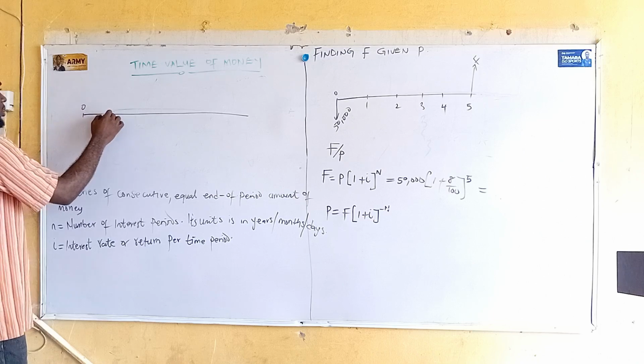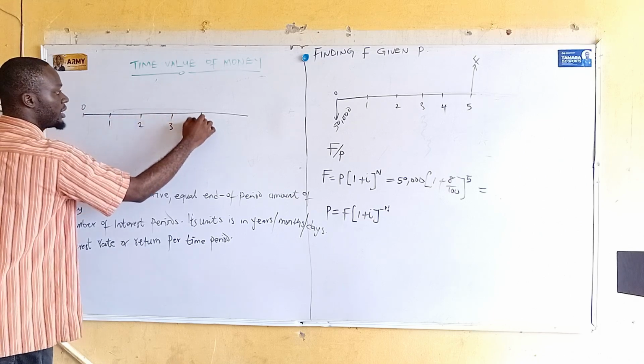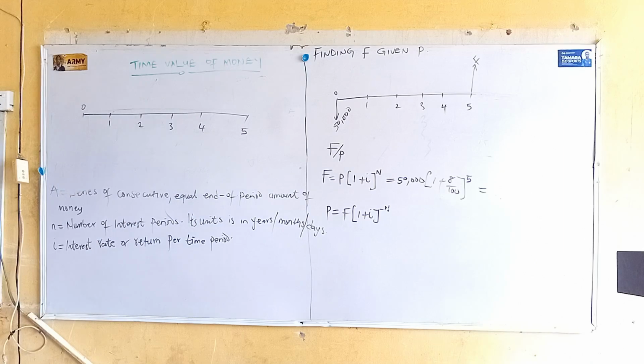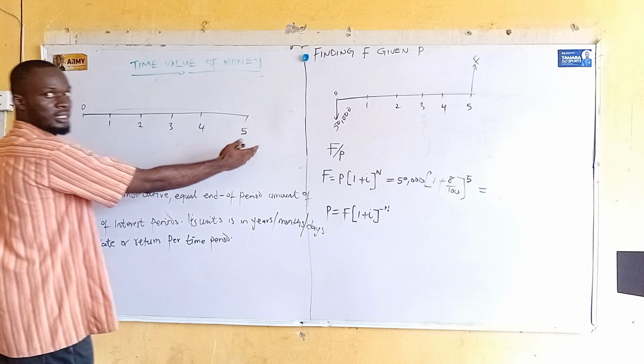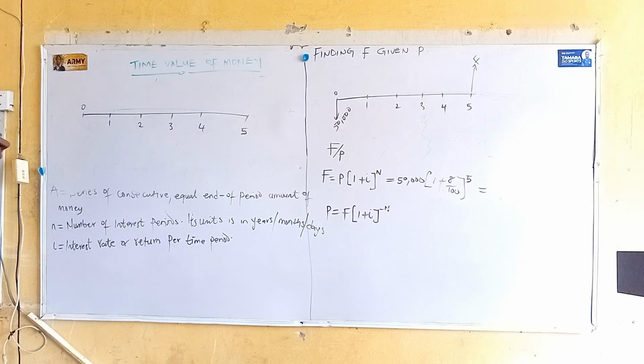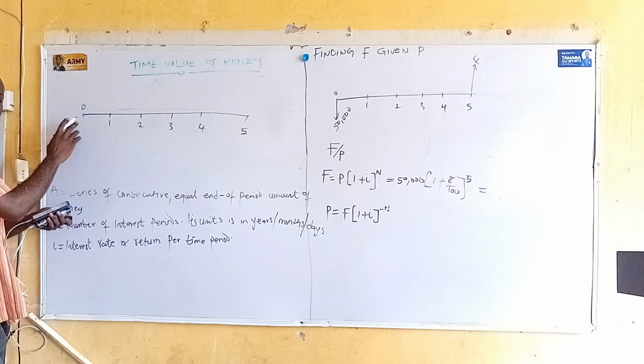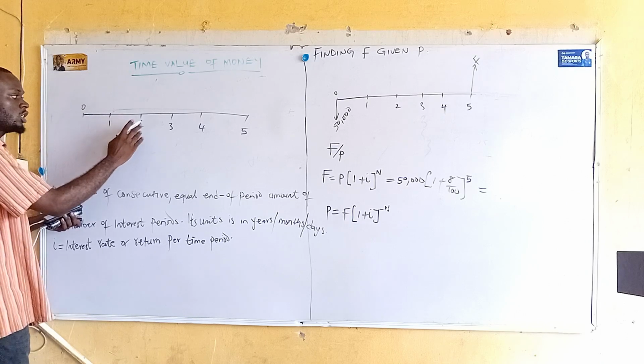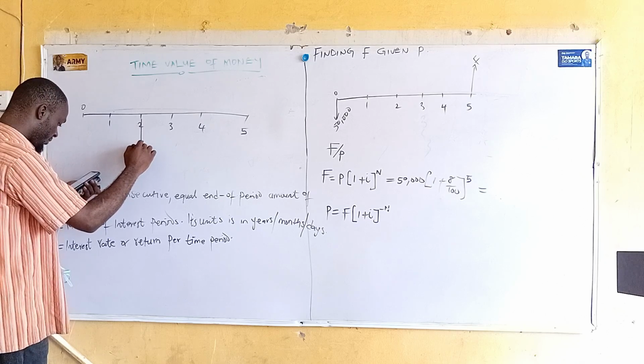So here is 0, here is 1, here is 2, here is 3, here is 4, here is 5. It is examining its cash flow requirement over the next 5 years. It expects to replace a few machines and office computers at various times over that 5 years. The company expects to spend 45,000 2 years from now. That I want to spend 45,000 2 years from now.